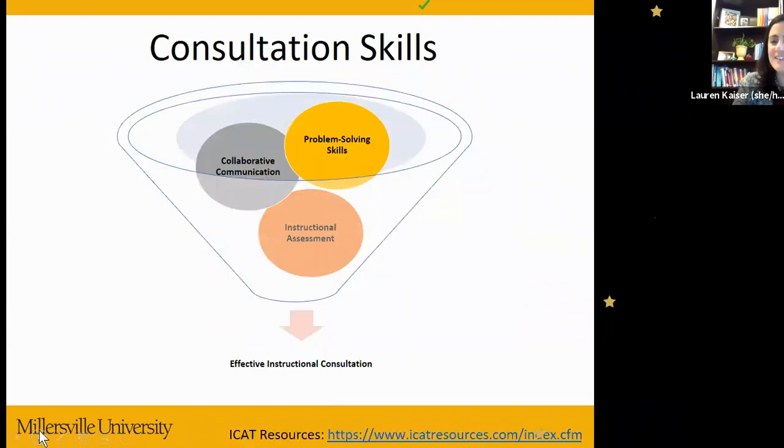Okay. So the 3 skills. Instructional consultation really can be boiled down to 3 sets of skills, as we said in part 1. In part 1, we focused on the collaborative communication skills that a consultant would need to really support a teacher through being stressed, lacking objectivity. And in this session, we're going to focus on the problem-solving steps, specifically, what does that instructional assessment look like?